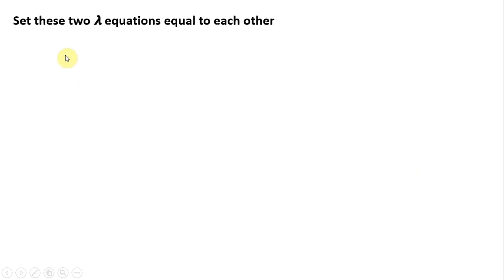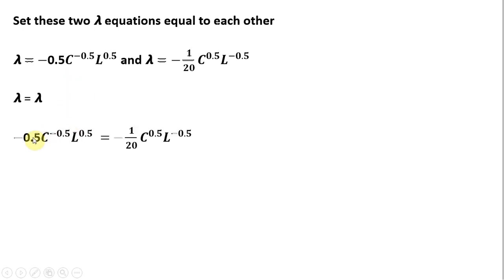The next step is we're going to set these two lambda equations equal to each other. Here again are our lambda equations from the last slide. Set lambda equal to lambda. Making our substitutions. You'll notice that the minuses will cancel here. And then let's multiply everything through by 20. So 20 times 0.5 is 10. Again, the minuses cancel, so they're missing.